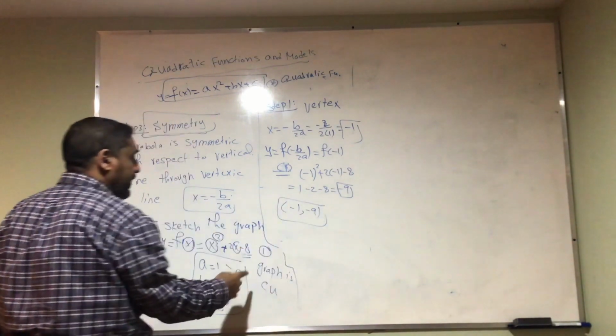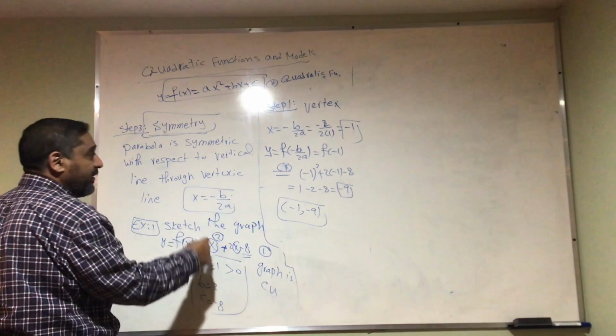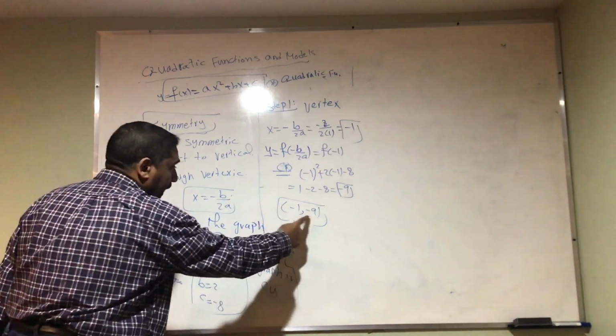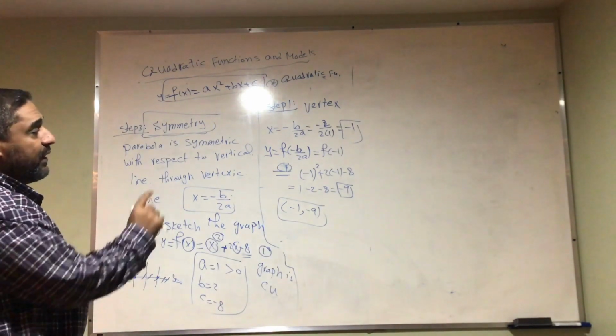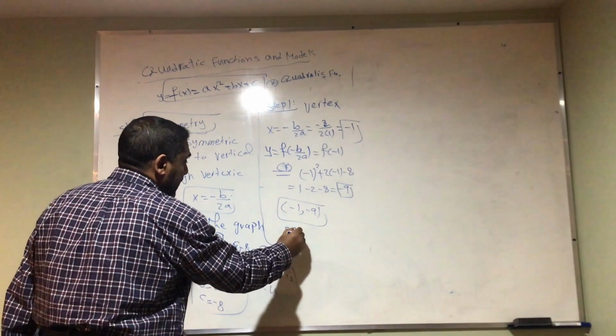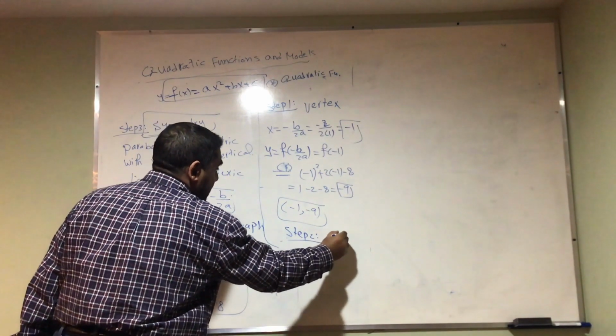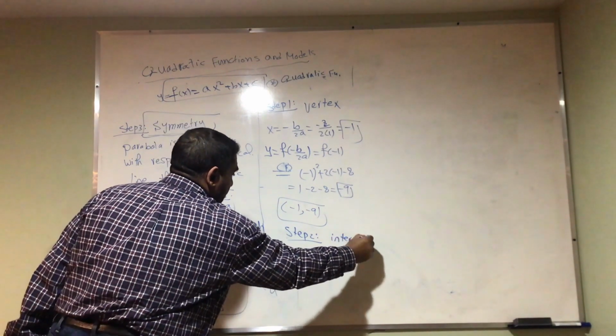Y is minimum here because the graph is concave up, open up. Concave up means it has a minimum. Okay, so you have minus 1 and minus 9. That is my step number 1, how to get the vertex. Step number 2, I have to get your x-intercept and y-intercept, the intercepts, right? So how to get the intercepts?